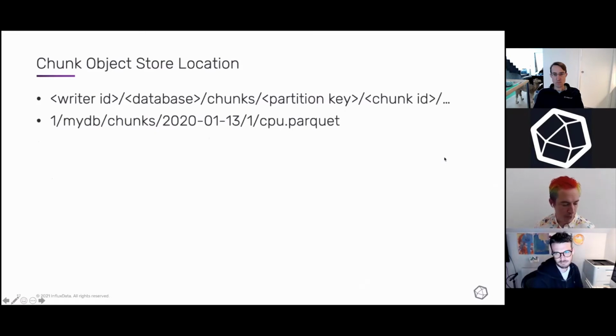So here's where chunks are located in object storage. You have, again, the writer ID, the database name, chunks, you have the partition key, which again is user definable, and then you have a chunk ID. So for instance, writer1, mydb, we have a partition key that's basically for today. We have chunk1, and then we have a specific table, which is cpu.parquet. That's everything in the CPU measurement.